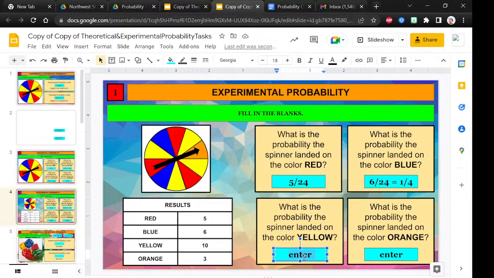So, what's the probability that the spinner landed on yellow? Well, we've got 10 out of 24. Now, that can simplify, though, down to 5 out of 12. And then this last one here, orange was 3 out of 24, which can simplify to 1/8.